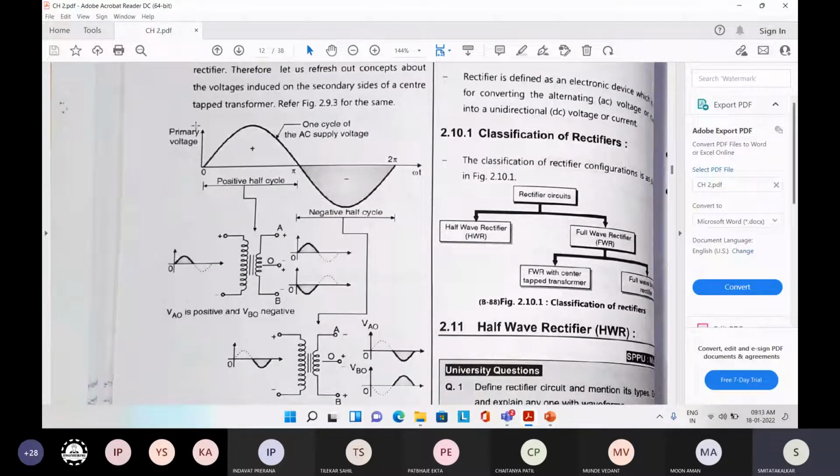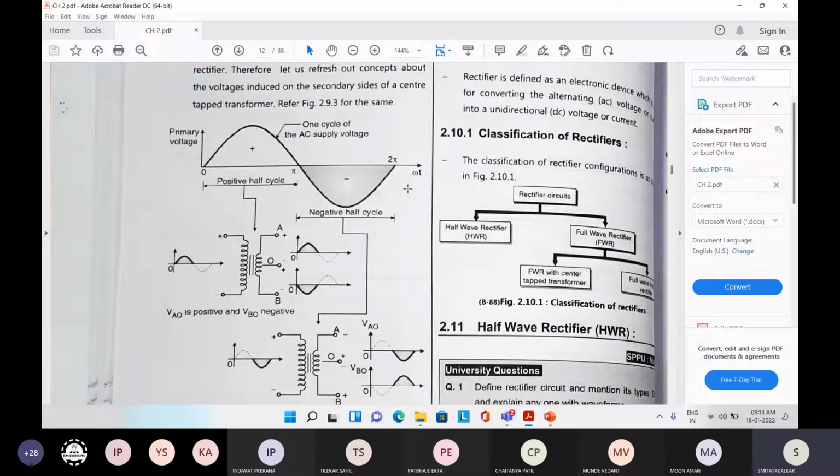In a center tap, this is the primary voltage. On opposite sides, you can see in the diagram, this is the positive half cycle and this is the negative half cycle. This is the time period of the primary voltage with respect to omega t. Means find out the time. Time is 1 millisecond. The sinusoidal wave with positive half cycle and negative half cycle, the total period is 1 millisecond.